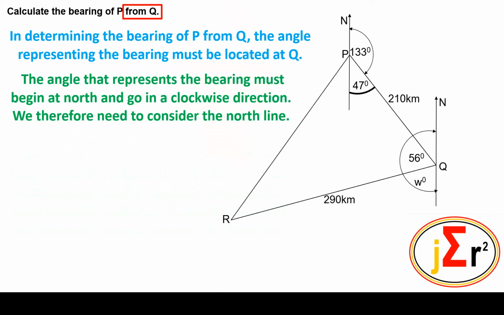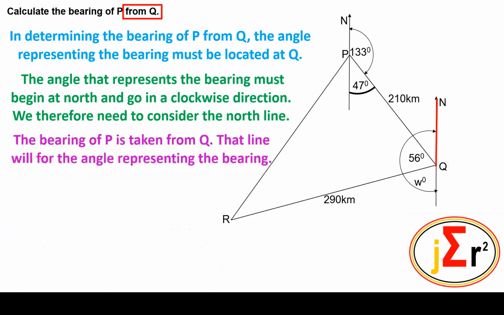The angle that represents the bearing must begin at north and go in a clockwise direction. We therefore need to consider the north line, and that north line is the one that is at Q. The bearing is taken from Q. The angle has to be at Q. We are considering the north line that is located at Q.